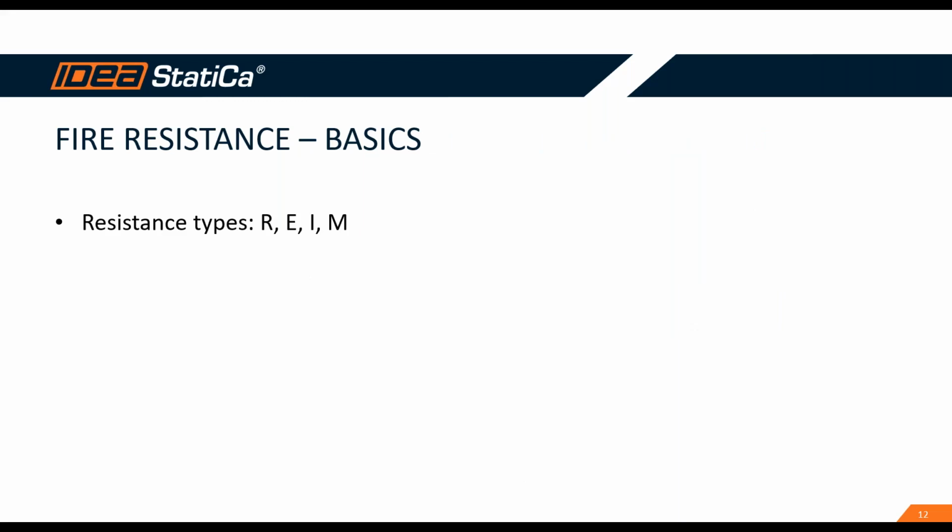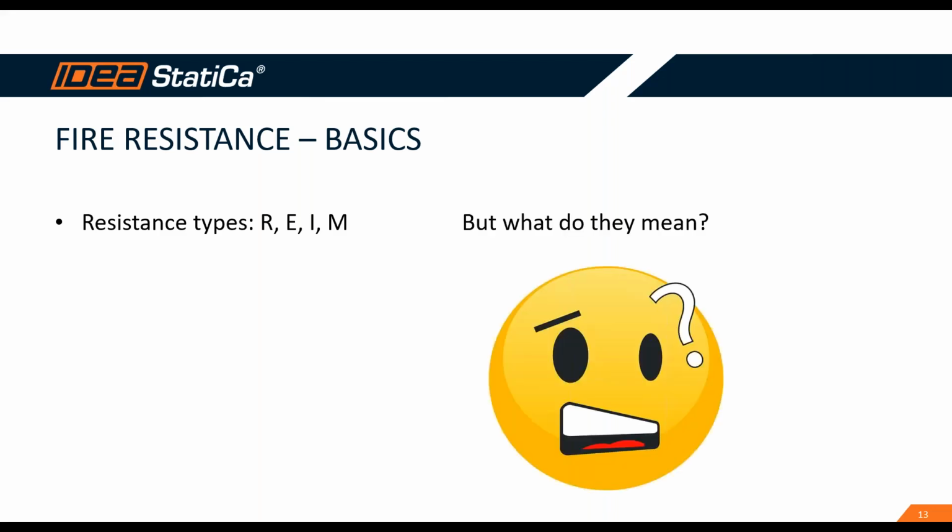Some basics of the fire resistance. The resistance types that we know are basically 4 types: resistance type R, E, I, and M. But what do these letters really mean?